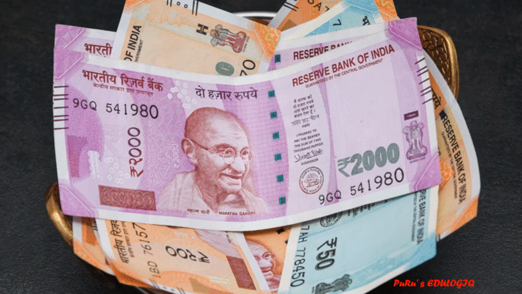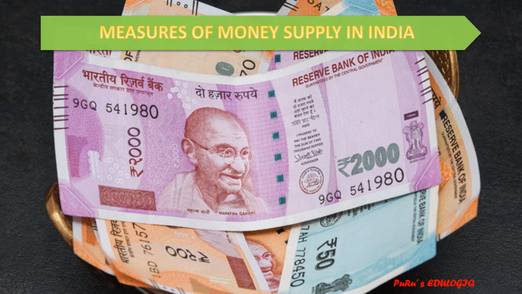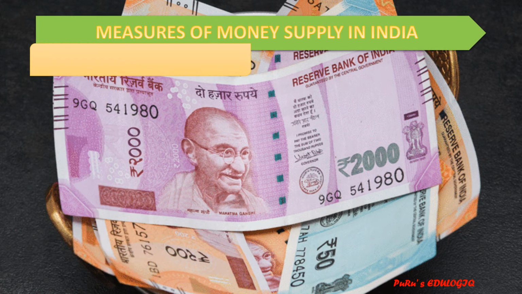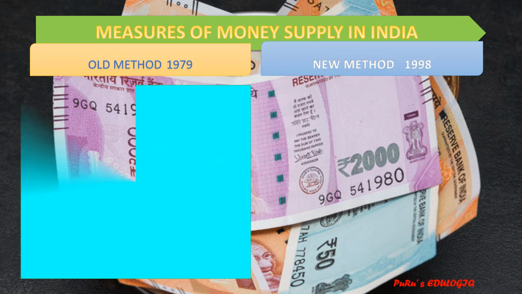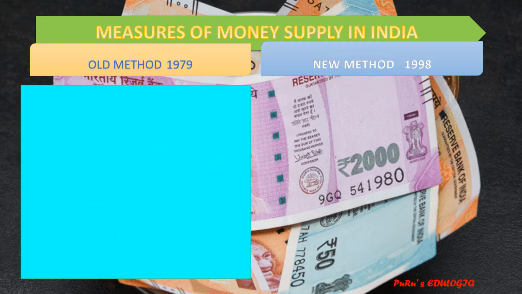Measures of money supply. When we talk about measures of money supply in India, RBI has been playing an active role of constantly devising new measures of money supply. The first method was given in 1966, which was revised in 1979, and the next method was given during 1998 under the supervision of Dr. Y.V. Reddy. Let's look at the old method. It includes four measures: M1, M2, M3 and M4.